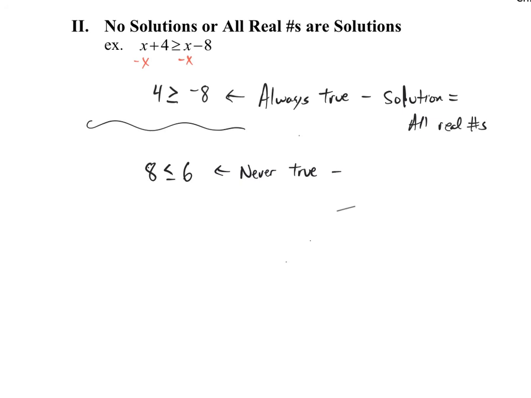So if it's never true, then the solution equals no solution. Yep, I should have actually looked at my notes before starting to talk. So if it's never true, you get no solution. Sorry, kind of crash and burn there at the end, but makes sense? Yep. Okay.